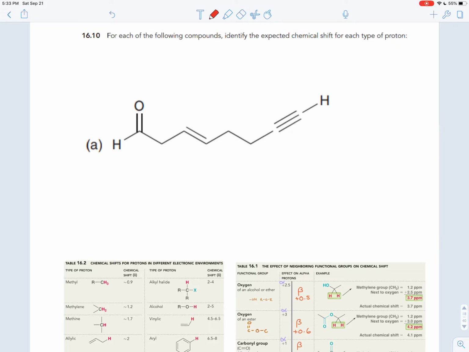Exercise 16.10 says for each of the following compounds, identify the expected chemical shift for each type of proton. And by proton, they just mean each hydrogen. There's one proton in the nucleus of each hydrogen. So hydrogen and proton are often used synonymously.